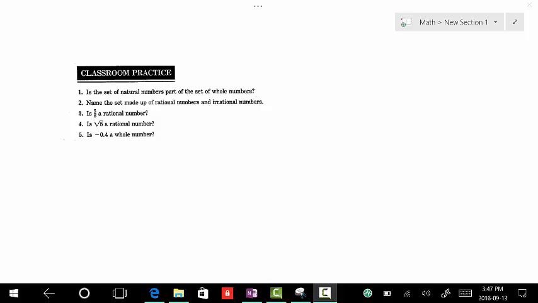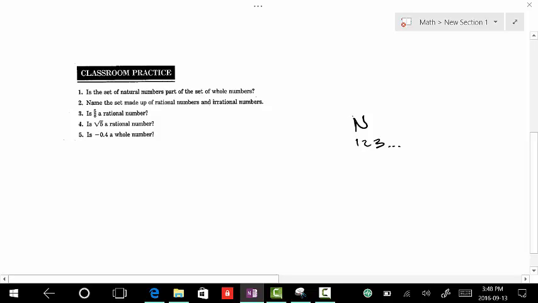Classroom Practice 1.1. We have to find out some information about what set different numbers belong to. What I'm going to first of all do is summarize with a diagram the relationship between different types of numbers. To start with, we have the natural numbers, which are the counting numbers, like you can do on your fingers: 1, 2, 3, 4, etc. These numbers do not include 0.